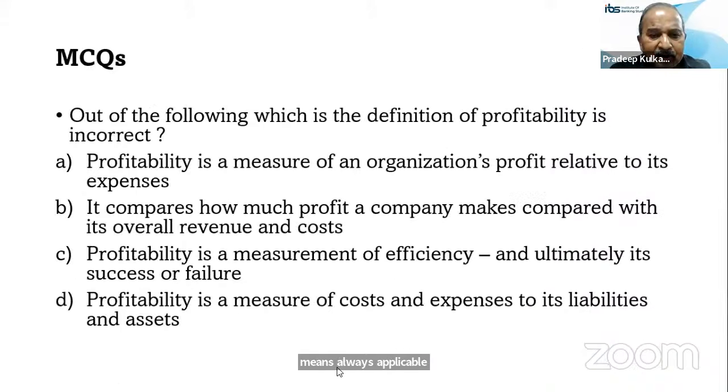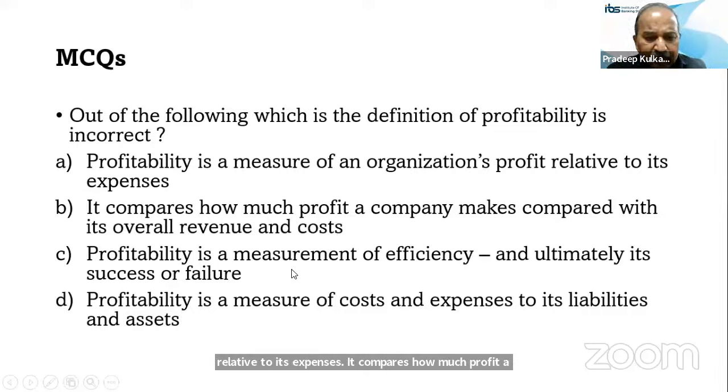As profitability is a measure of organization's profit relative to its expenses. It compares how much profit a company makes compared with the overall revenue cost. Profitability is a measurement of efficiency, ultimately its success or failure. Profitability is a measure of cost and expenses to its liabilities and assets, which is incorrect.